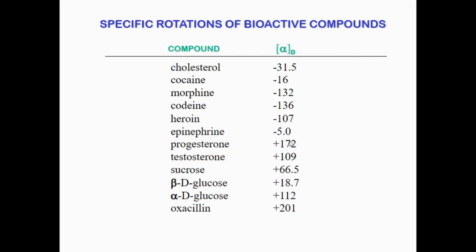So in this table, the specific rotation of some bioactive compounds is given, and some of them are designated by a negative sign and some by a positive sign. That means those compounds indicated by a negative sign rotate the plane of plane polarized light towards the left, and those represented by a positive sign turn the plane of plane polarized light towards the right.